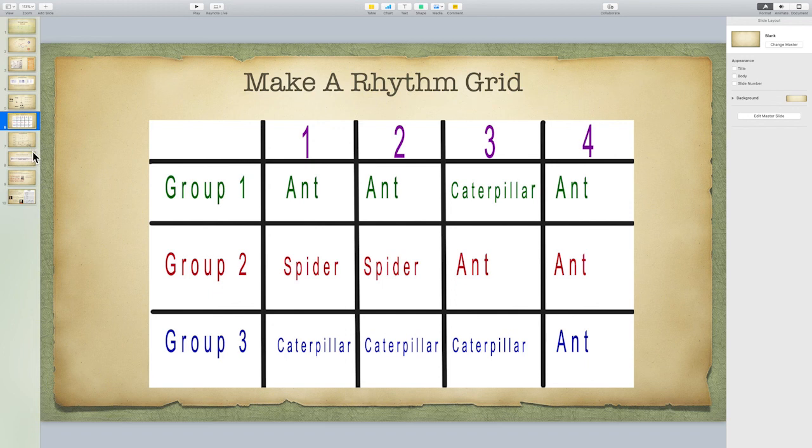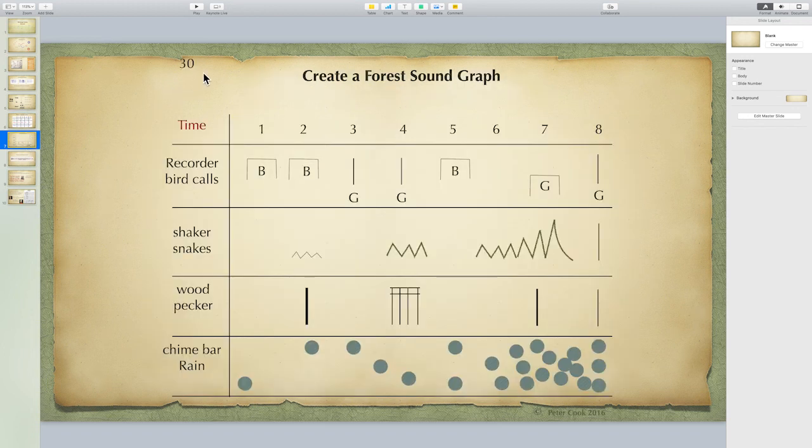But we're going to move on to this sort of thing, which is called a sound graph. So this is just a little bit more complicated than the rhythm grid. So this would be for years 5 and 6, I imagine. So we've got the same thing though. So across the top, you've got the time, counting 1 to 8. And then the next line is recorder or bird calls. So they're going to play that. I'll come back to that in a minute.